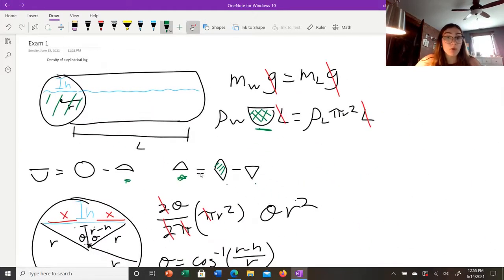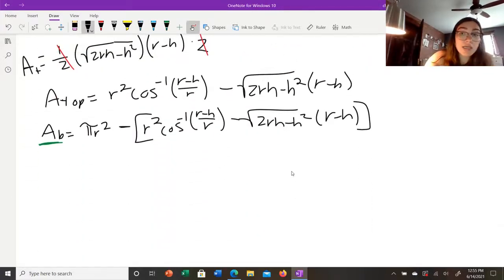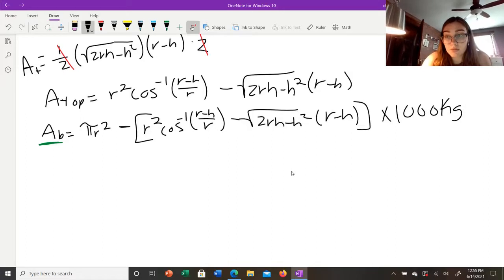From here, we're going to multiply what we just found, the area of the bottom, times the density of the water. And then we're going to divide it by the area of the circle because we're just trying to get the density of the log by itself. So we're in the final step here. So that's the area of the bottom. I'm just going to multiply it by 1,000 kilograms per meter cubed. That's the density of water.